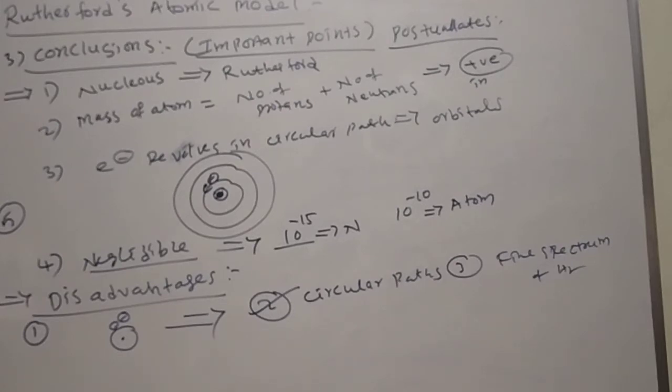If they ask disadvantages, you should write disadvantages. There are 3 disadvantages. It does not explain the revolving nature of the electron, it does not explain why the electron revolves in circular paths, and it doesn't give the complete picture of any atom. Here I gave the hydrogen atom, the fine spectrum of the hydrogen atom. These are the important points of the Rutherford atomic model.